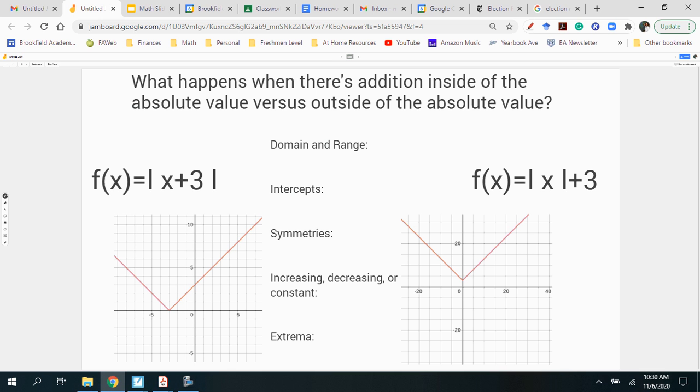This is what happens when you add inside of the absolute value. The function moves along the x-axis. You can think of this as 0 equals x plus 3. And if you subtract 3 on both sides, negative 3 equals x. So that's why that moves. And when you add outside of the absolute value, that only affects the y-axis. I mean, the y-intercept changes, and it will be 0, 3.